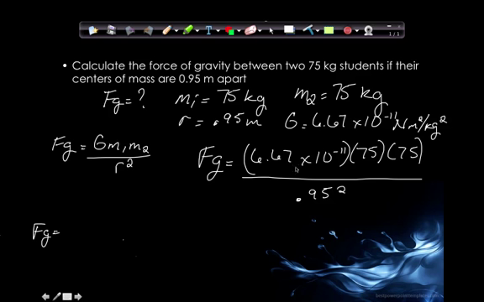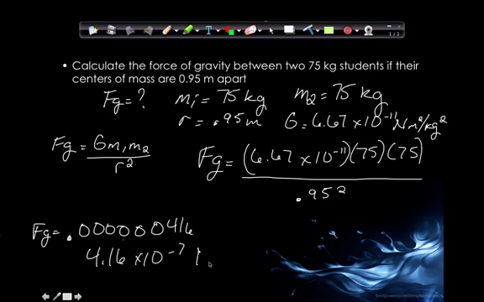Okay, so after I plug all this into the calculator, hopefully your calculator gives it back to you in scientific notation, but you should get 0.000000416. Or you can say 416 times 10 to the negative 7th power. So it's a very low force of gravity in between the two students.